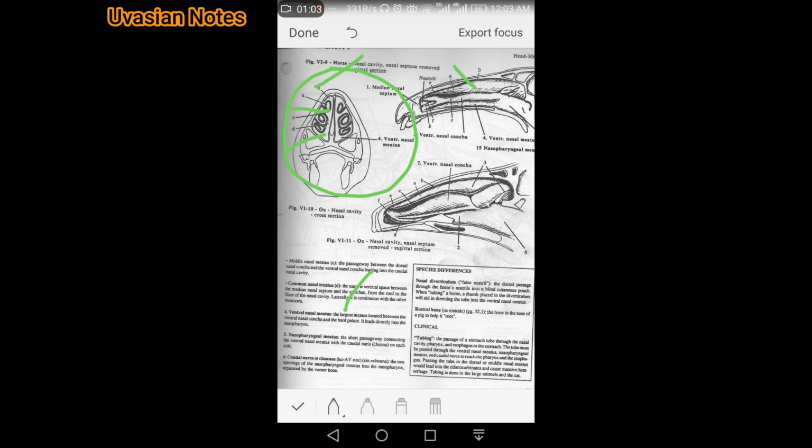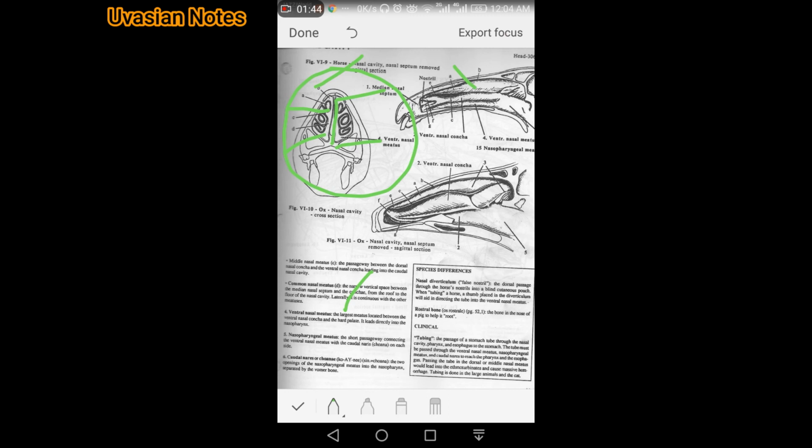Then the ventral nasal meatus is between the ventral nasal concha and the hard palate or the floor of the nasal cavity, and it leads directly to the pharyngeal portion of the nose, which is termed the nasopharynx. Then the common nasal meatus is basically a narrow vertical space between the median nasal septum and the conchae. This space is from the roof of the nasal cavity to the floor of the nasal cavity, and laterally it is continuous with other meatuses.